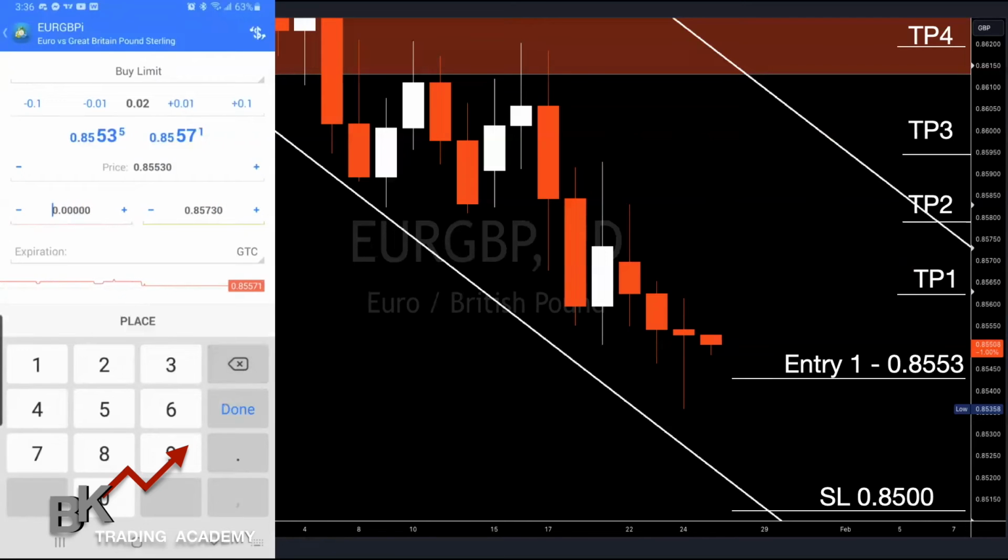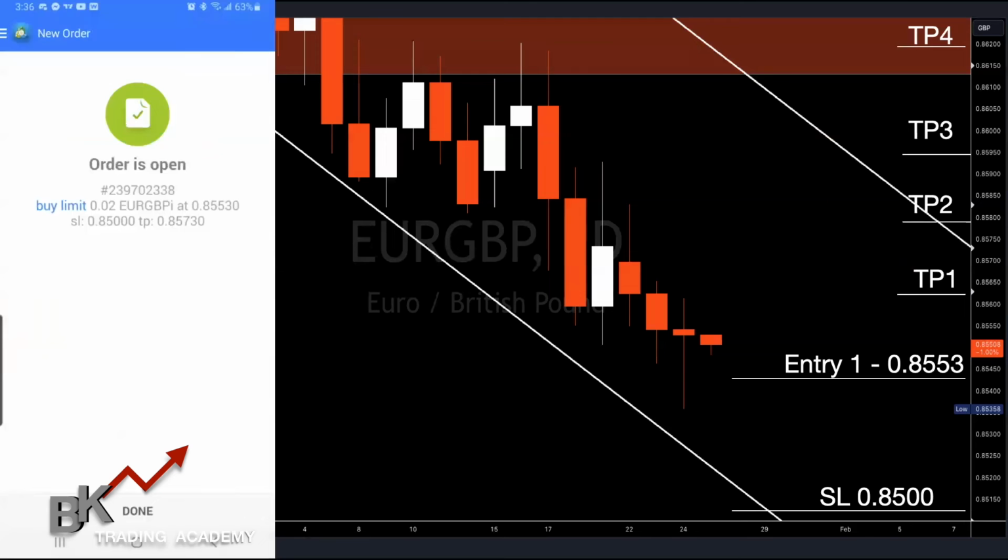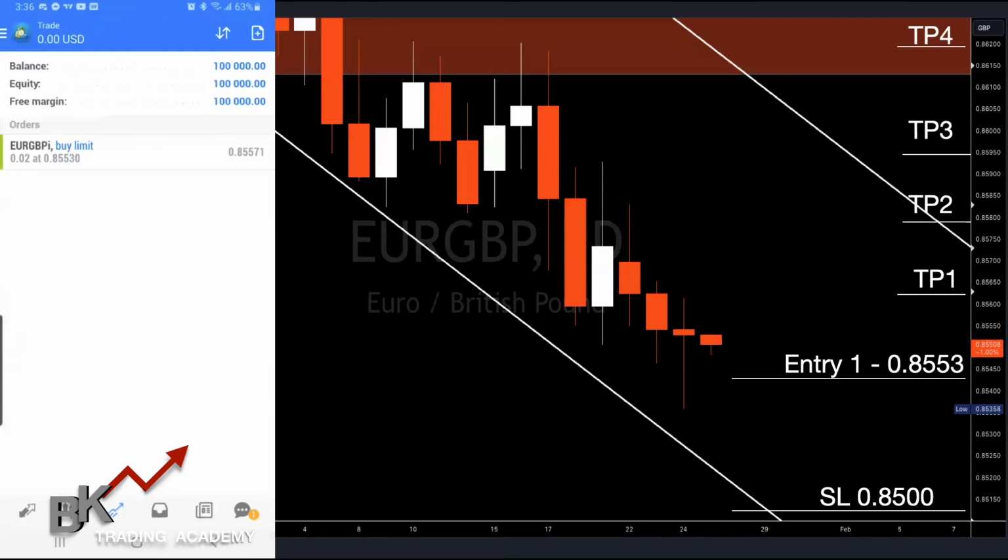Your stop loss is up to you, just as long as you're risking no more than 2%. But for this case, let's just do 0.8500. Then we're going to hit place order. And that's it. We're going to wait for price to come down to us, to our entry 1, and then we're hoping price goes up higher.